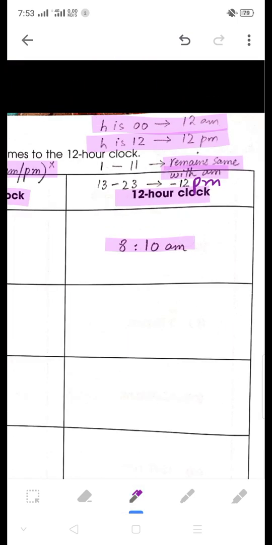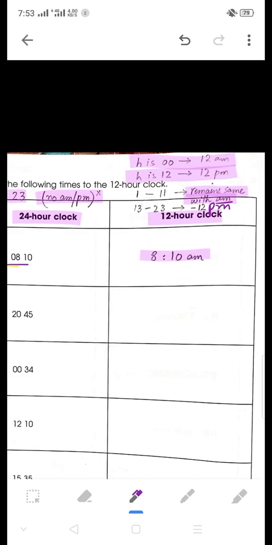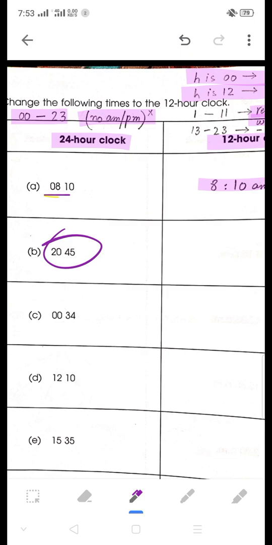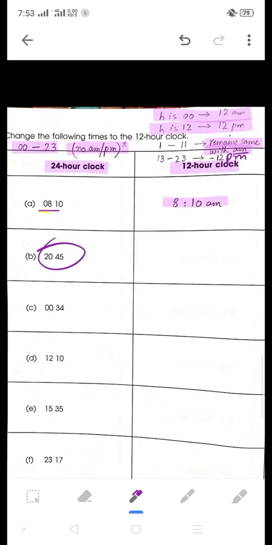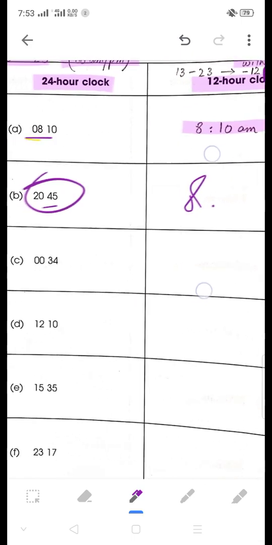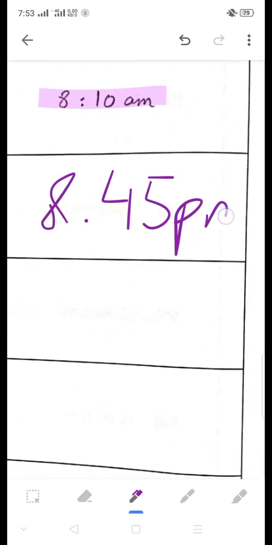Okay, now if the hour is between 13 to 23, we will subtract 12, and I have forgotten to write here, and we will write PM with it. Just like I have written AM here, we will subtract 12 and we will write PM with the time. For example, consider this one, 20:45. Minutes will always remain same. We will subtract 12 from this 20. It will become 8, then 2 dots, or you can only use 1 dot, or you can use colons, whatever you like. Then 45, and we will write PM with it. Like this.